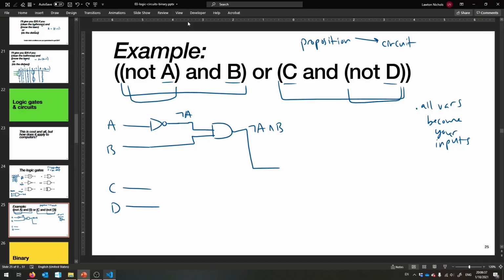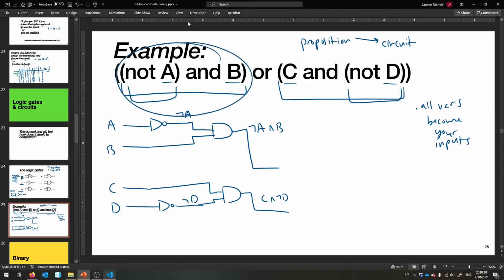Okay, now for C and not D, so I think you know the name of the game. D needs to get negated so that we have not D coming out here. And then we're going to AND it with C in another AND gate. Dun dun dun. And so suddenly we have C and not D sitting right there.